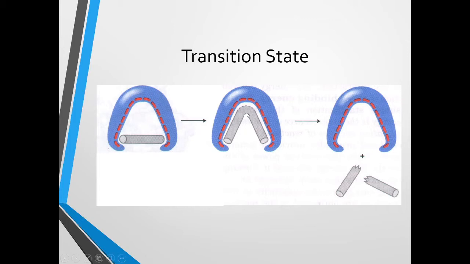That is the moment where they could either let go and it becomes a normal pencil, or continue forward and it breaks. That in-between state between being broken and being held together is the transition state. In chemistry, it's the transition between reactants and products. It's a midway thing, and it doesn't want to actually stay there.